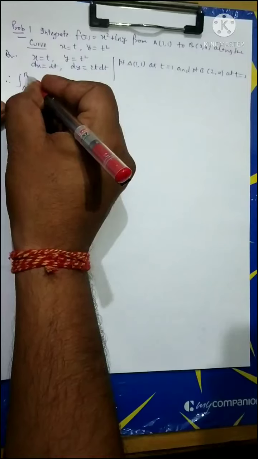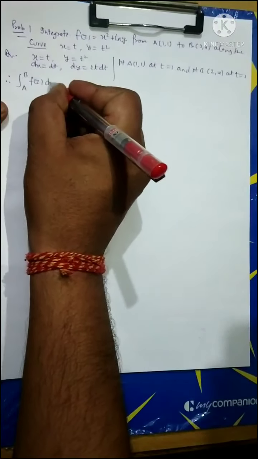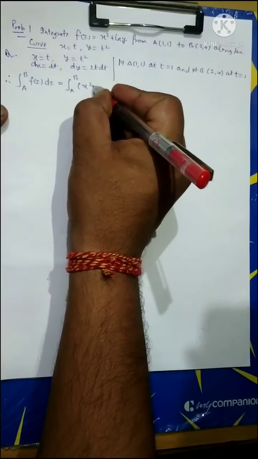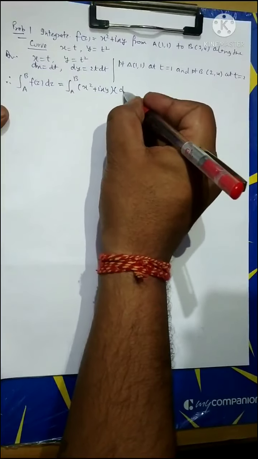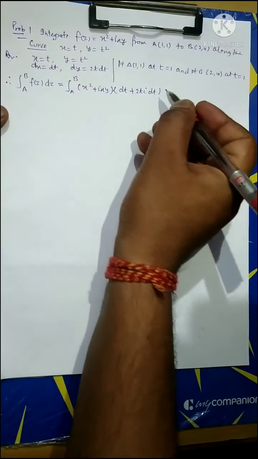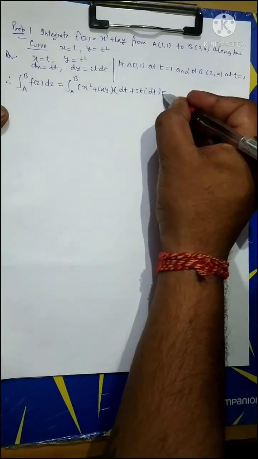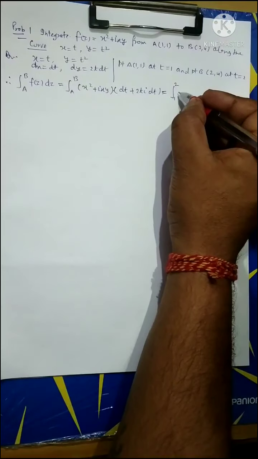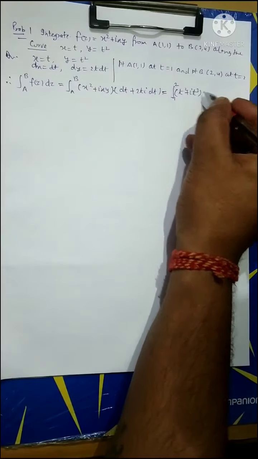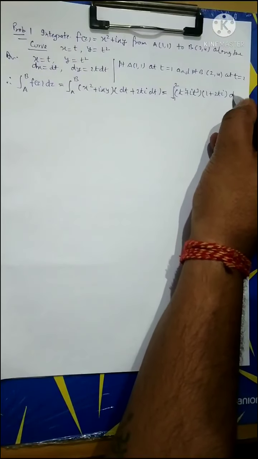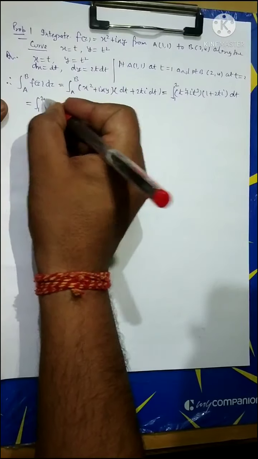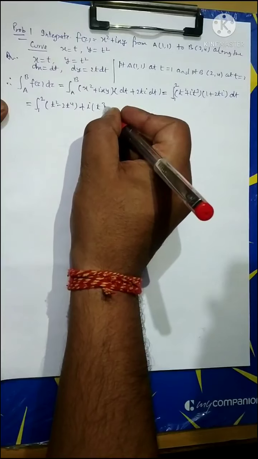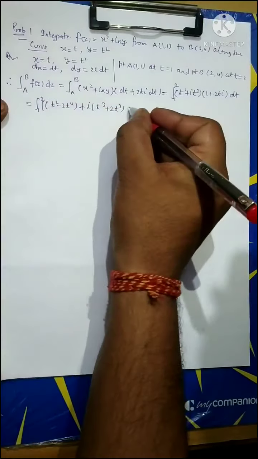Integration from A to B of f(z) dz equals the integral from A to B of (x² + ixy) dt plus 2ti dt. This equals the integral from 1 to 2 of (t² + it³)(1 + 2ti) dt, which equals the integral from 1 to 2 of (t² − 2t⁴ + it³ + 2t³) dt.